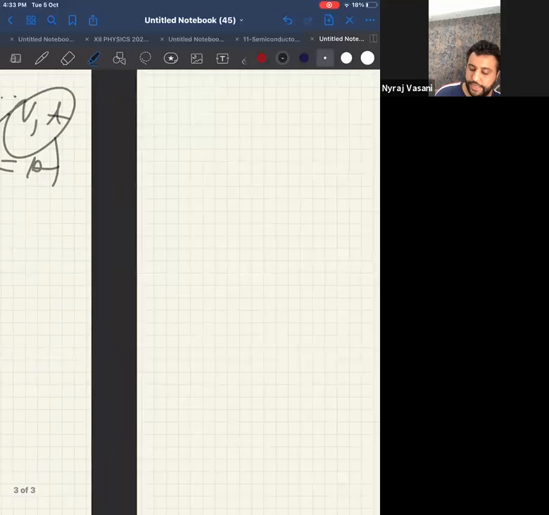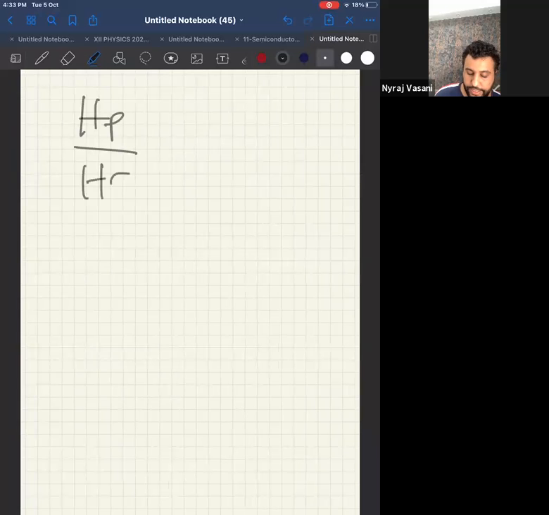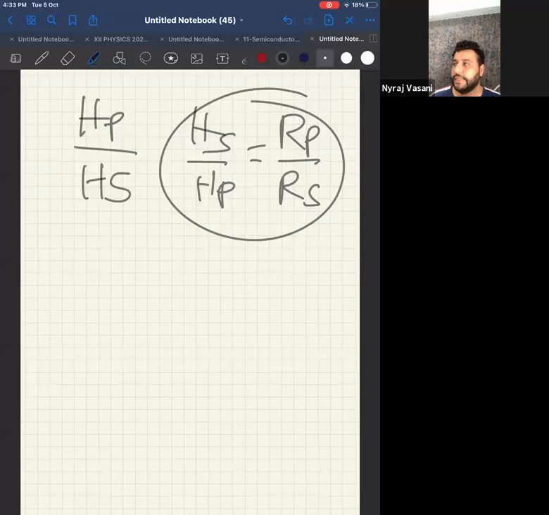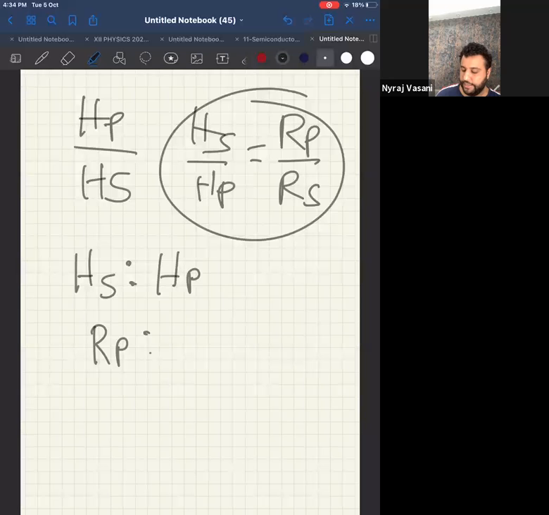Therefore, can I say heat in series divided by heat in parallel is equal to resistance in parallel divided by resistance in series? How do I know that? I know that because H is inversely proportional to R. They are asking us about the same voltage. Check. Applying the same voltage. That's why I use the formula. And I want to get the ratio of heat generated in this situation. That means heat generated in series to heat generated in parallel. In other words, I have to calculate Rp is to Rs.